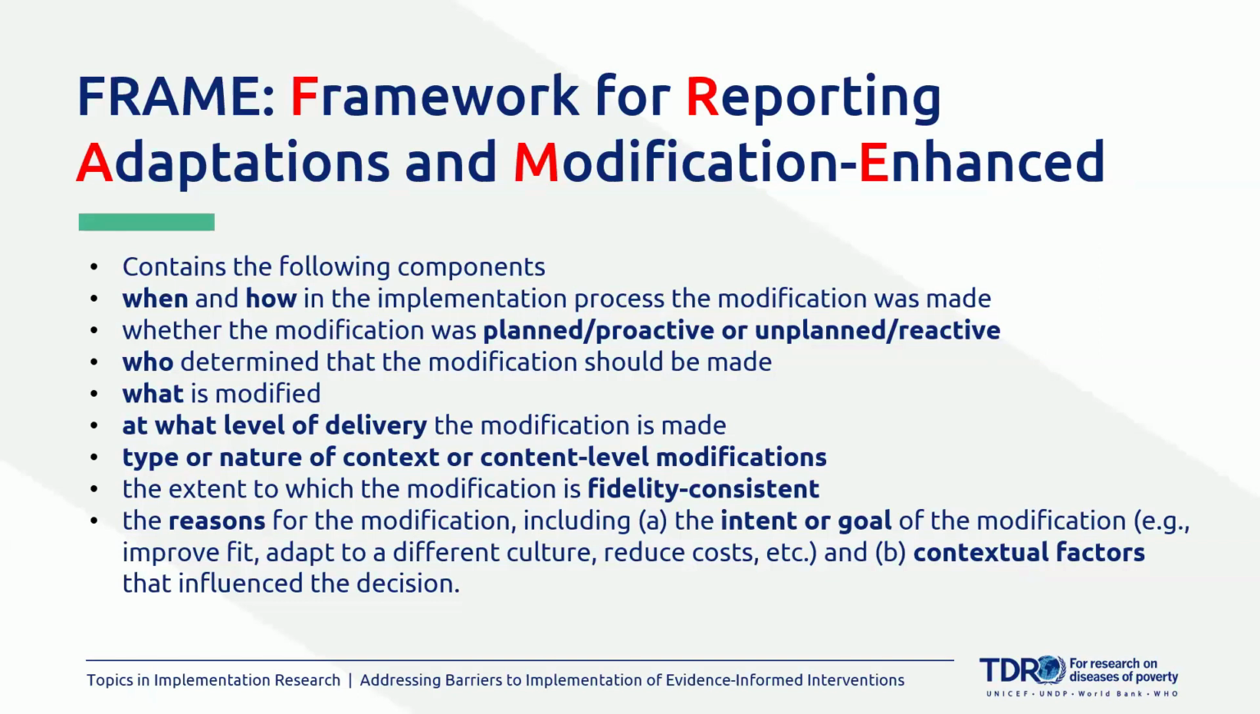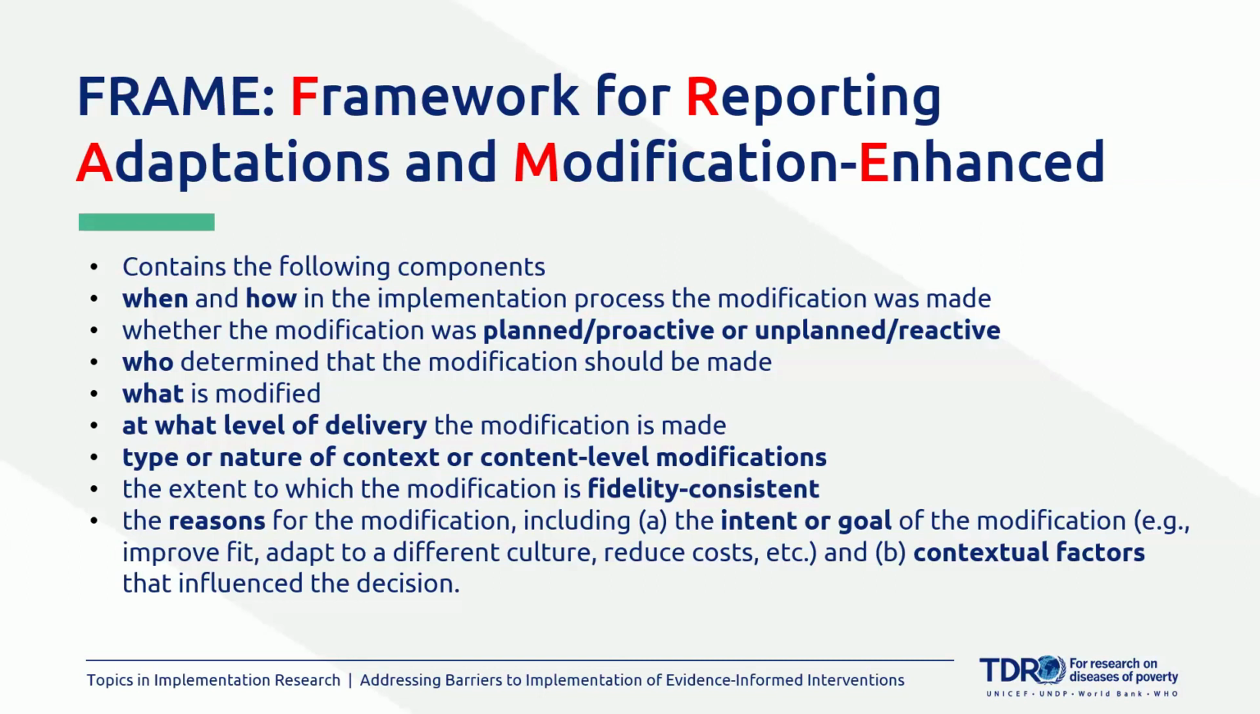Some of the components of this framework are that we report when the modification was made, how it was made, whether it was planned or unplanned, and who determined that the modification should be made. So who is the key player? Because whoever is the key player would ultimately have an effect on whether it's offered widespread. Is it a certain policymaker? What is being modified? We report it. At what level of delivery is the modification made? Is it within the bigger group or within a subgroup, for example?